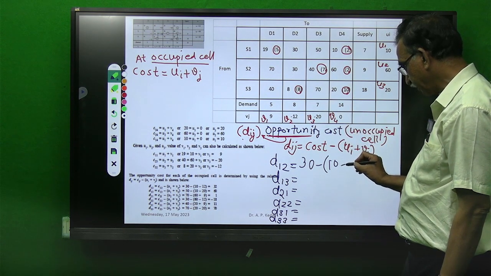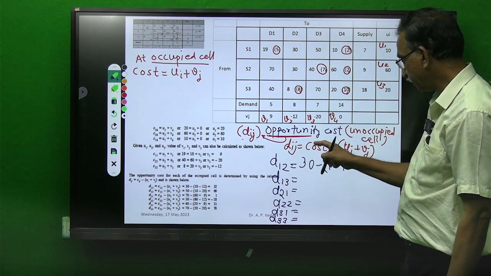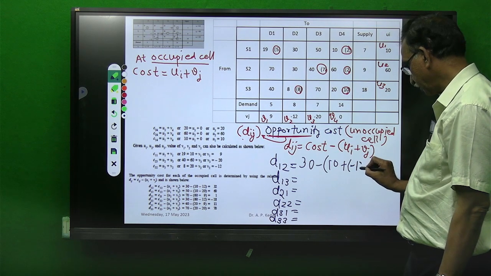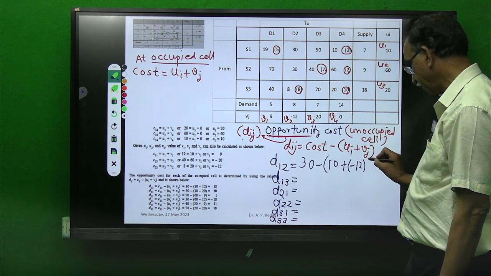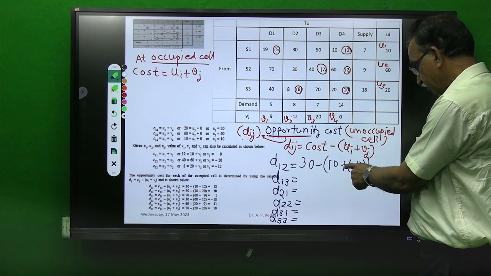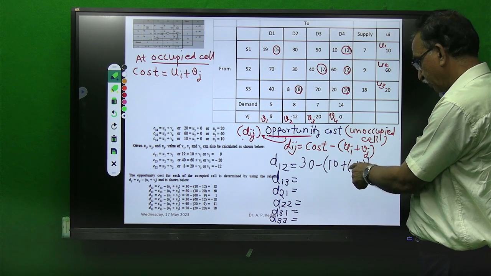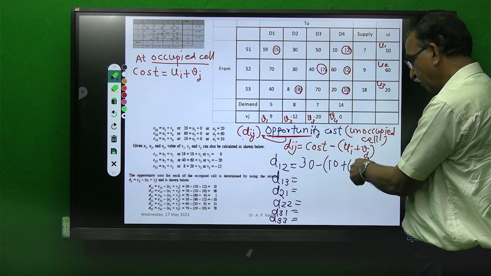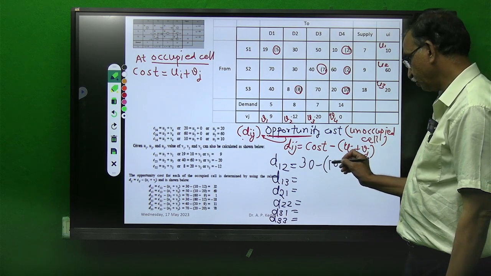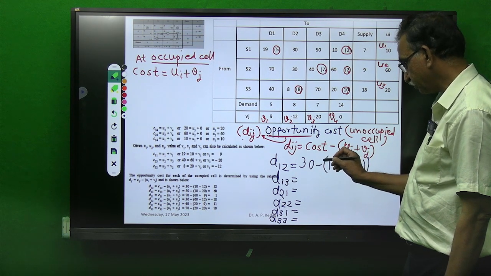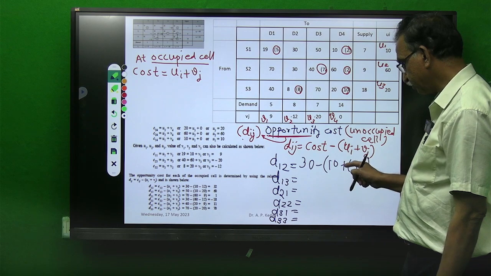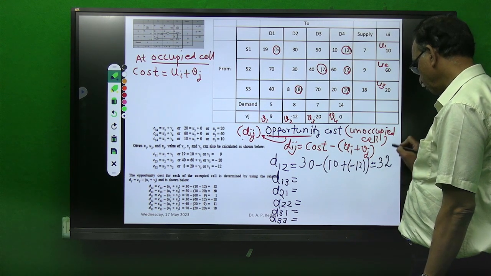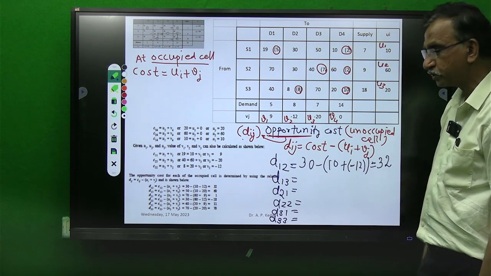Actually it is plus, and Vj is minus. So minus 12. Being the first problem, I am writing in detail. This plus minus will become minus. So one has to write 30 minus 10 minus 12. So minus 2. So minus 2 minus, this will be minus 2. Minus of minus is plus. So this will end with 32. First value of D12 is 32.